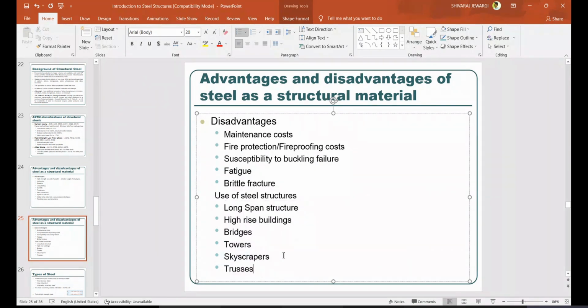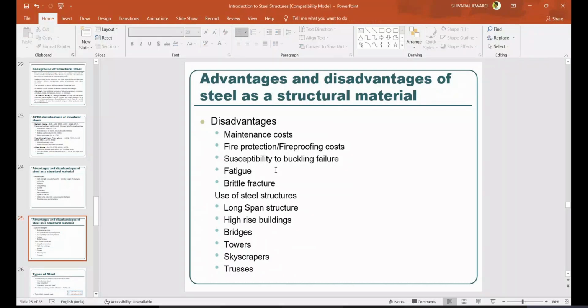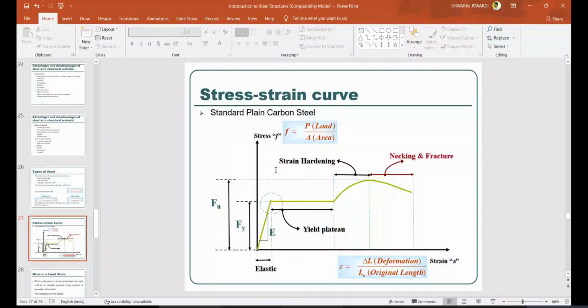Okay, fine. Once we finish the advantages, disadvantages, and uses of steel structures, the next thing is the stress strain curve. I think you already studied the stress strain curve in strength of materials, for mild steel and so on. Initially, from here to here, up to the yield point, it is elastic in nature. After that, this portion is called the plastic region.